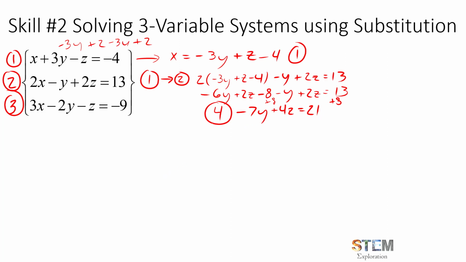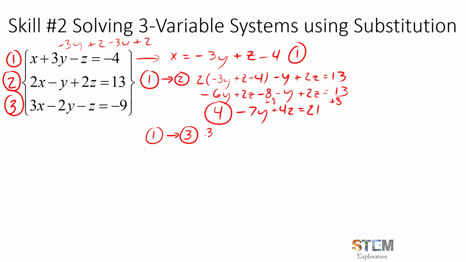Now, we're not done, and that's good, because we need 3 equations to solve a 3-variable system, and now we're trying to whittle those 3 equations into 2 equations with 2 variables, and then that can get us to one solution like we've done many times in the past. So now I'm going to take equation 1 and substitute it into equation 3, because that will give us another 2-variable equation.